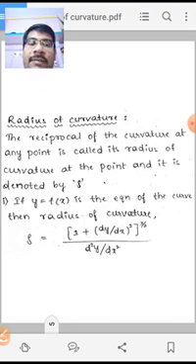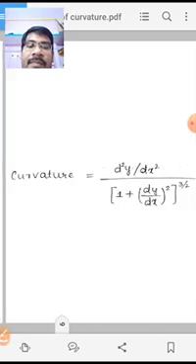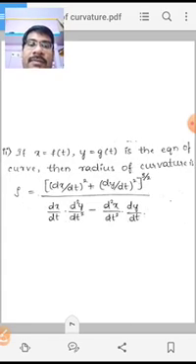The reciprocal of the curvature at any point is called the radius of curvature at the point and it is denoted by rho. If y is equal to f of x is the equation of the curve, then the radius of curvature is rho is equal to 1 plus dy by dx whole square whole to the power of 3 by 2 divided by d square y by dx square. Then the curvature is d square y by dx square divided by 1 plus dy by dx whole square whole to the power of 3 by 2.